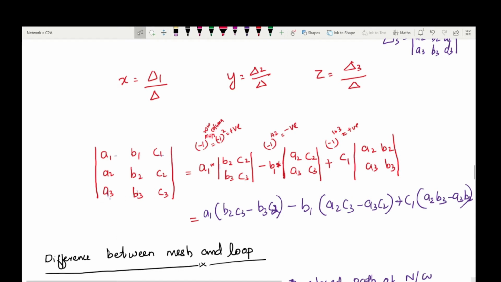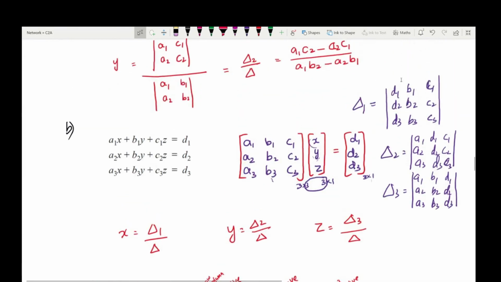When we find the determinants of these parts and substitute over here, you obtain the determinant of a 3 by 3 matrix. This is A1 into B2C3 minus B3C2, minus B1 into A2C3 minus A3C2, then C1 into A2B3 minus A3B2. In this manner, you can calculate delta 1, delta 2 and delta 3.